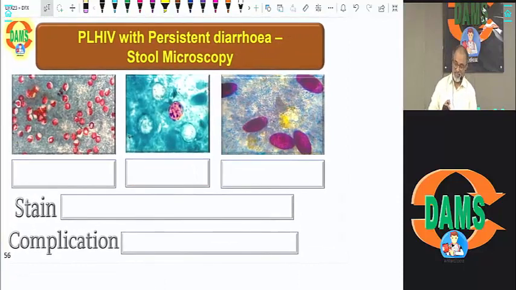PLHIV with persistent diarrhea. HIV diarrhea, what is the common cause? Coccidian parasites. We call them coccidian parasites. Very small, 4 to 6 micrometer, is Cryptosporidium.